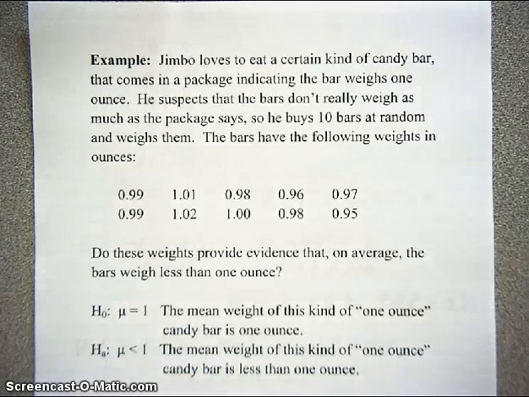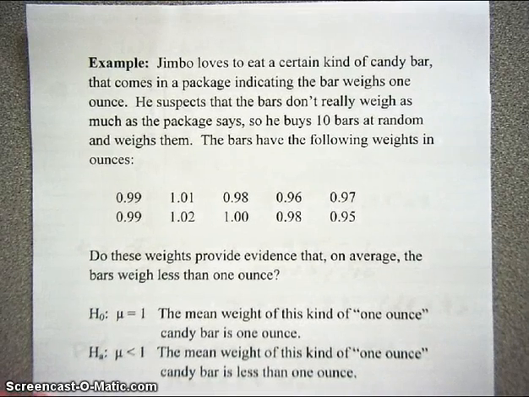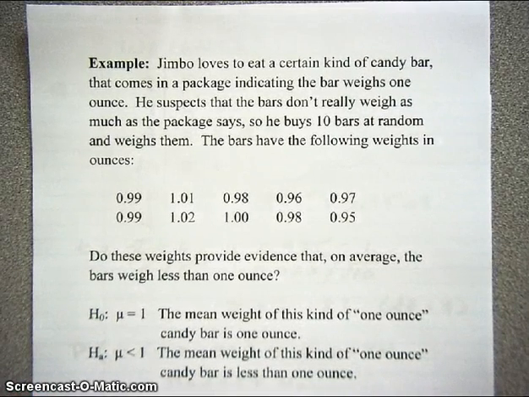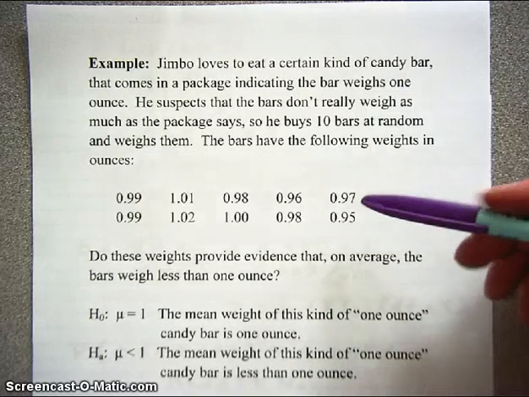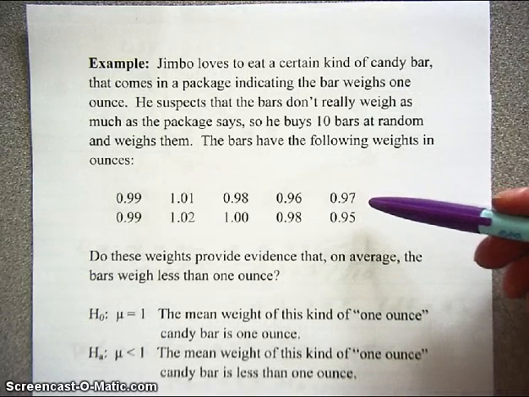Okay, let's look at an example. Jimbo loves to eat a certain kind of candy bar, which is nominally of 1 ounce weight, as stated on the package, but he suspects that the candy bars are actually lighter than that. So he buys 10 bars at random and weighs them, and he gets these 10 weights. These are his sample data, the sample weights.